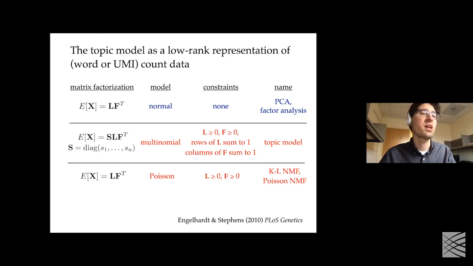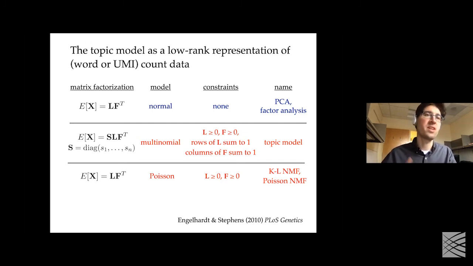Then if you think about using a multinomial model instead, you have to do something a little bit different. You have to scale the expectations by the sizes of your cells. You can think about these as the sequencing depth. Then you scale the expectations, and you have to impose a few constraints on your parameters. Then you get the topic model.